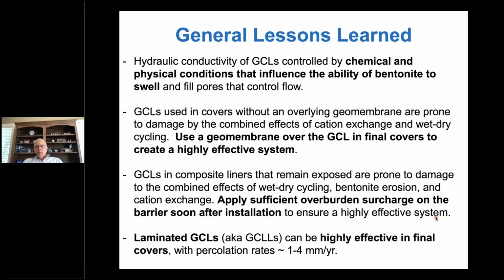And composite liners, if we don't cover that composite liner with surcharge from a leachate collection system and waste to keep everything in contact, to keep the geomembrane intimately in contact with the GCL, we will damage the GCL over time. We want to get it covered soon, and we want to apply sufficient overburden.